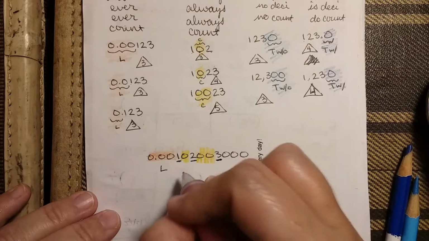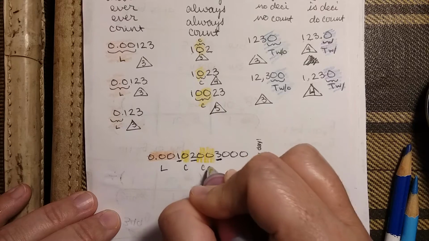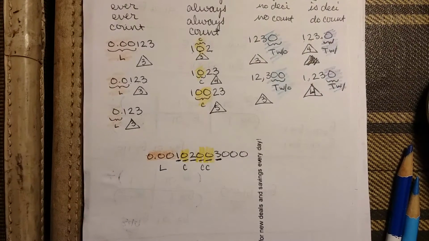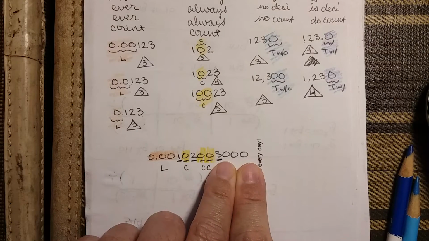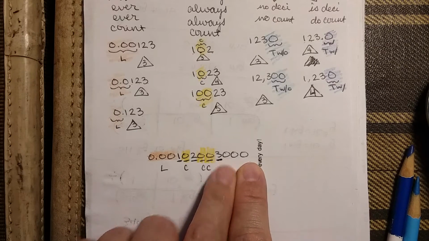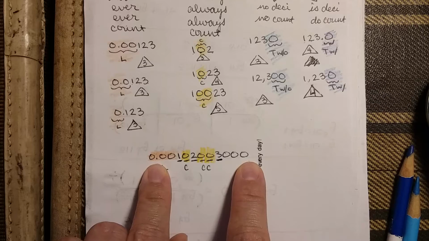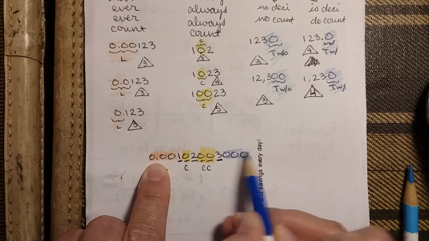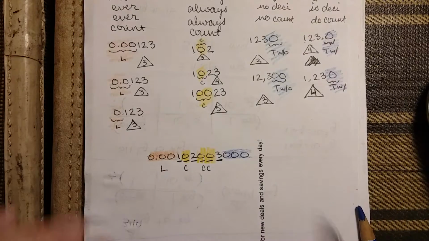So let me put a C for captive, and a C and a C for captive, and I'm going to underline them because they do count. And then these are trailing. Are they trailing with or without a decimal? Here's a decimal right here. May be far from it, but it's still a decimal. So these are trailing, and they do count.